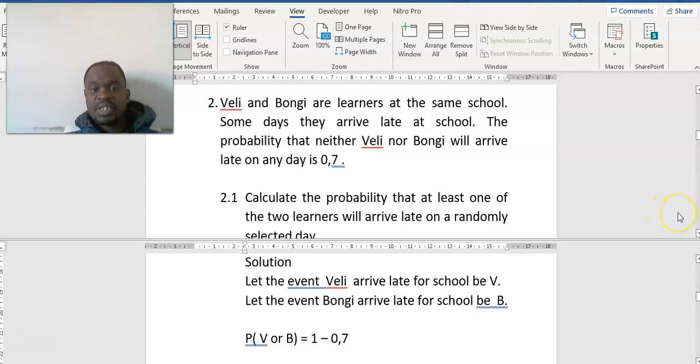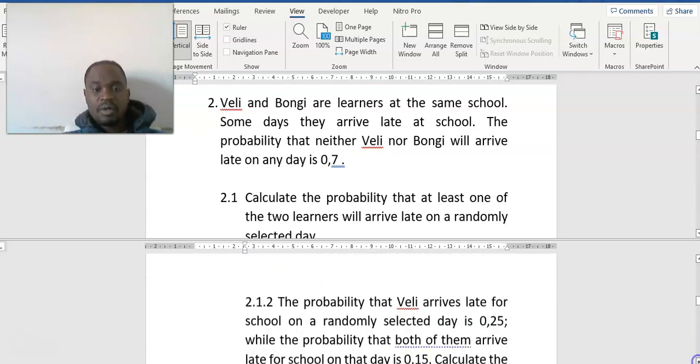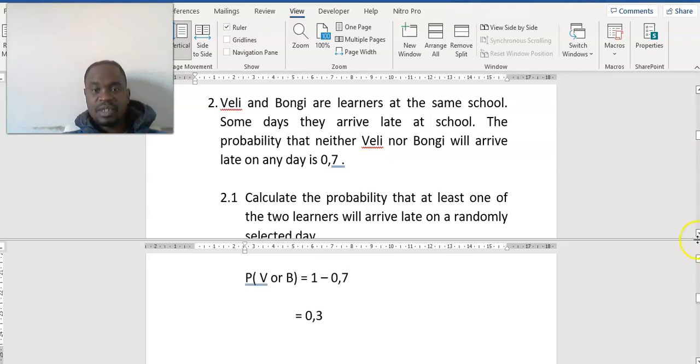Remember, we said the probability of at least one of the events happening is 1 minus the probability of none of the events happening. So the probability of at least B should be equal to 1 minus not B. So here our not B is this one. The probability that at least one of them comes late is 1 minus the probability of all of them not coming late. Okay, so this one is going to give us 0.3, since the probability of neither coming late is 0.7.